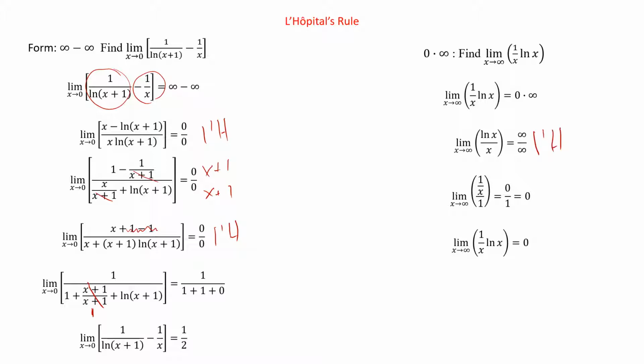We can L'Hopital it. Derivative of natural log of x is 1 over x. Derivative of x is 1. Plug in infinity. We'll get 0 over 1, which is 0. So in this case, 0 times infinity equals 0.